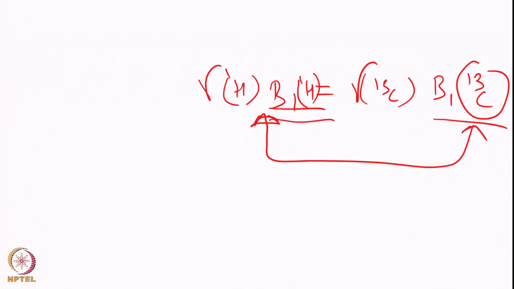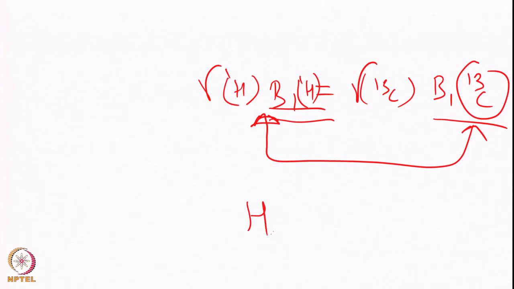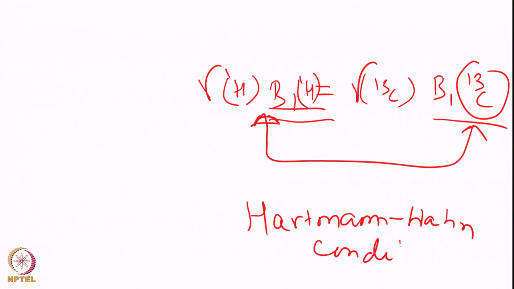So that means we have to apply an RF pulse on proton and an RF pulse on carbon, which equalizes this, or which matches this condition. Then polarization from H spin will transfer to X spin, and this matching condition is called the Hartmann-Hahn condition. This condition is at the heart of many experiments, like the ROESY experiment or TOCSY experiment, where we bring the magnetization in the XY plane and we lock them for some time by applying an RF pulse on H spin and X spin.